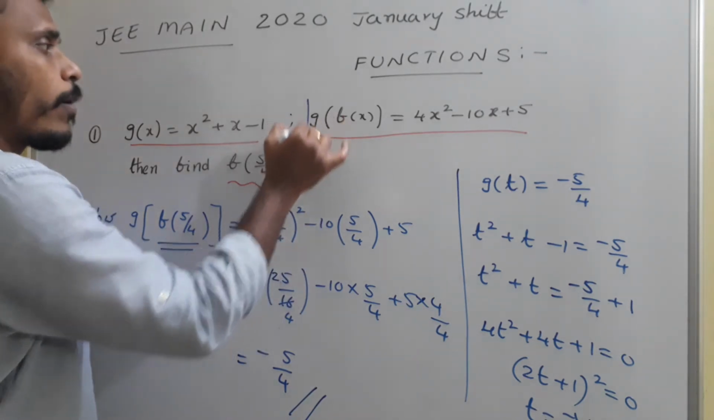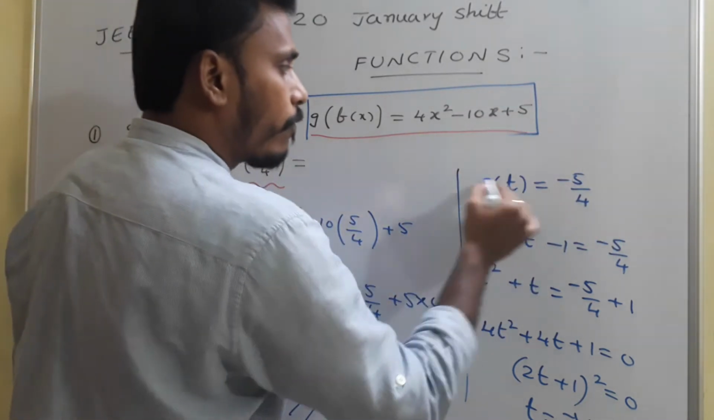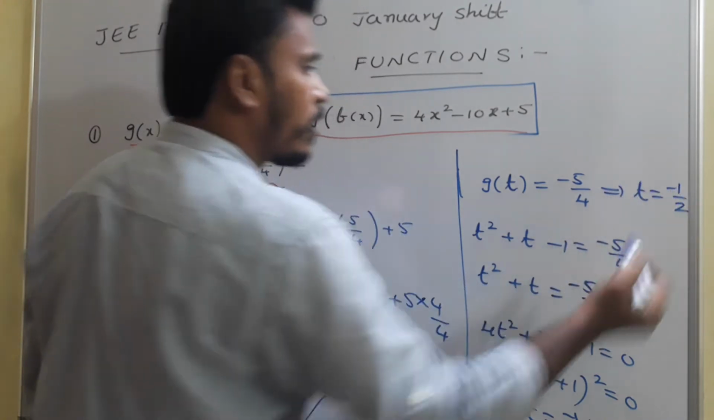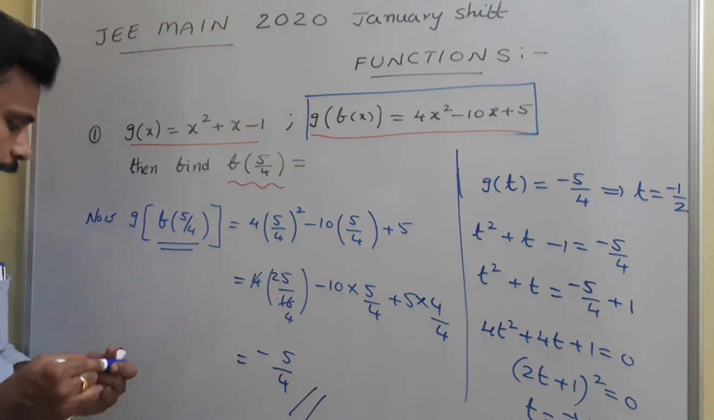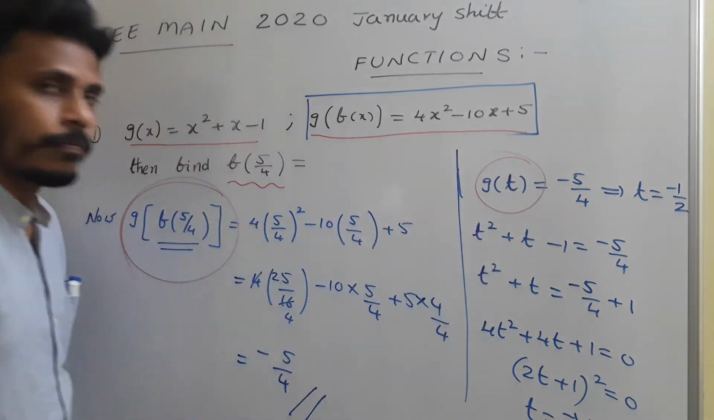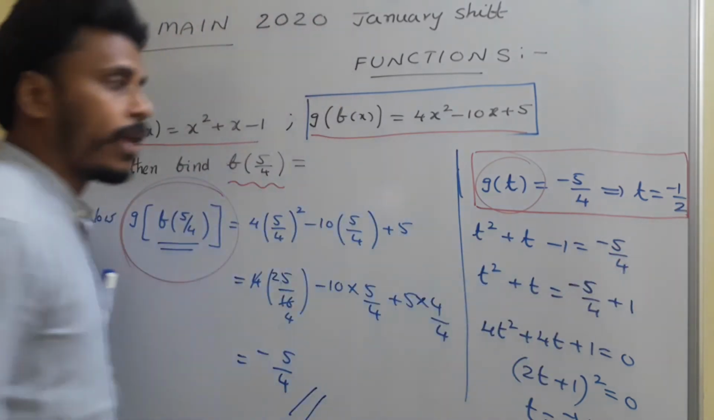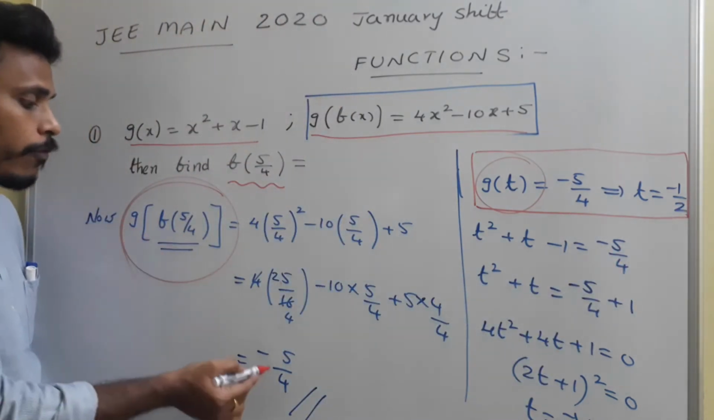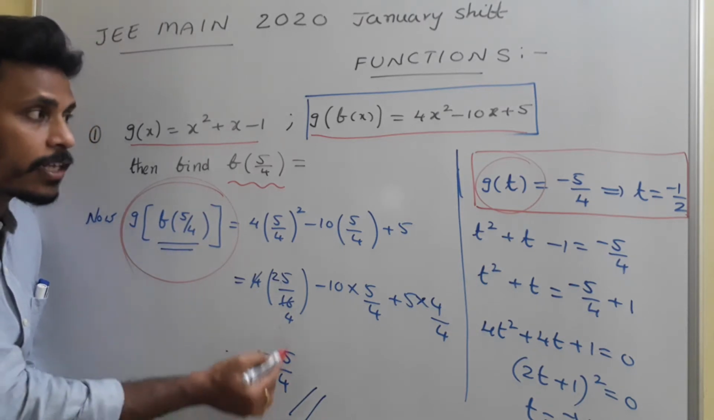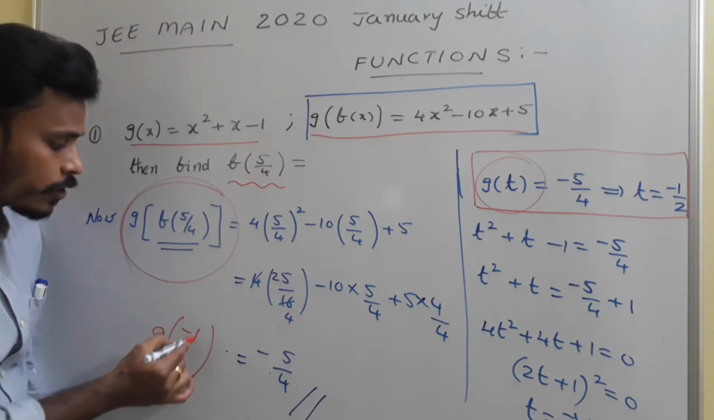Just look there. See, from this expression, g of f of 5 by 4 is minus 5 by 4, and from this g of t is equals to minus 5 by 4, I calculated that t is equals to minus 1 by 2. You just pay attention on these two, g of f of 5 by 4 and g of t. g of t is equals to minus 5 by 4 at t is equals to minus 1 by 2. g of f of 5 by 4 is again minus 5 by 4, right? So I have a chance to rewrite this minus 5 by 4 as g of t. The t value is what? Minus 1 by 2.